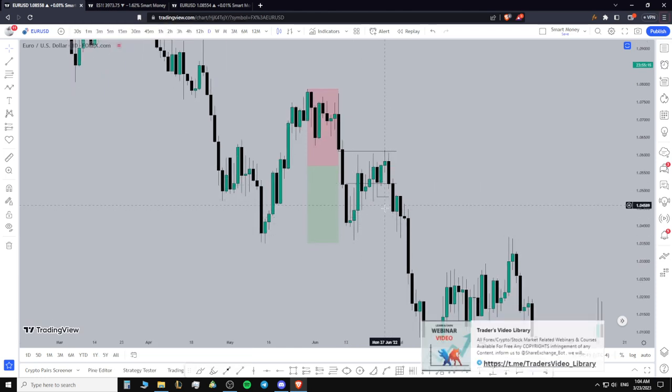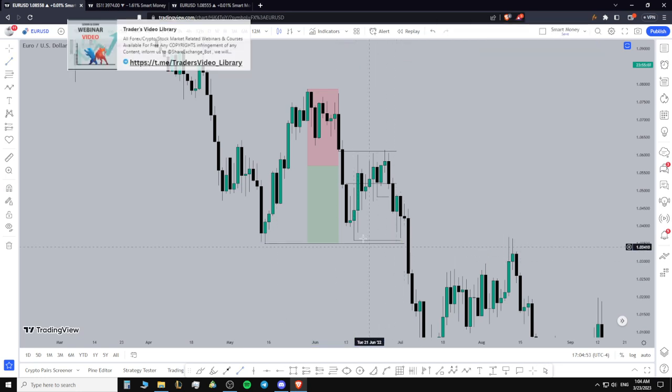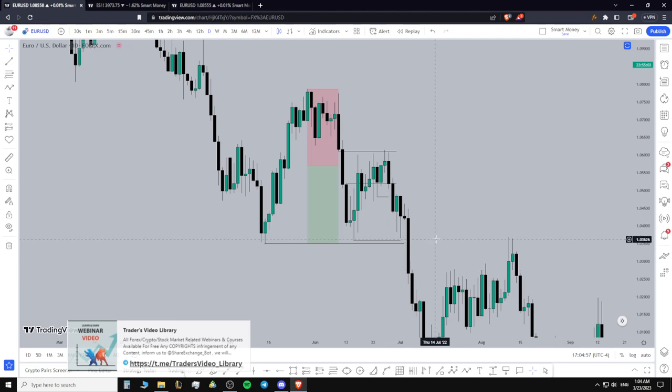So we can target the next liquidity. This low right here or this low right here. So this can be your drawn liquidity or this can be your drawn liquidity. So let's go on another example right now.